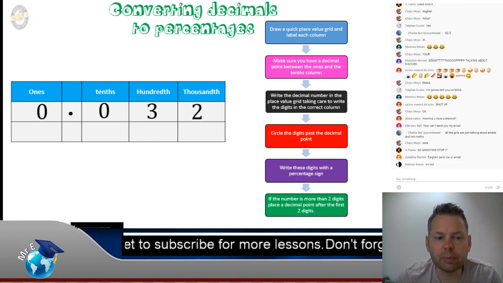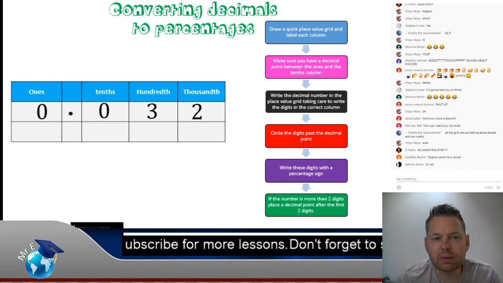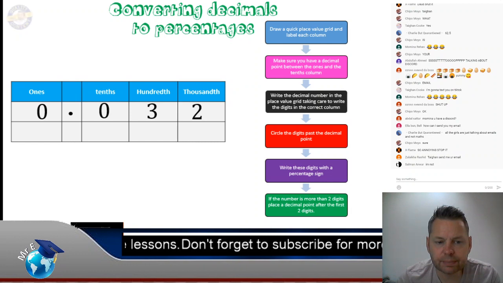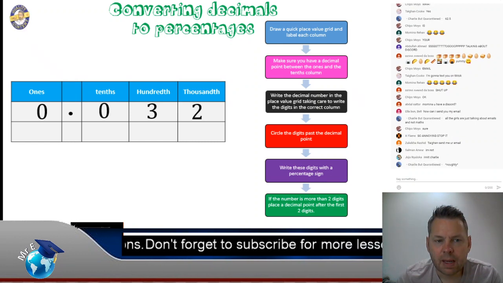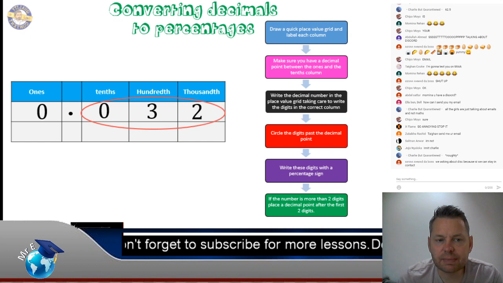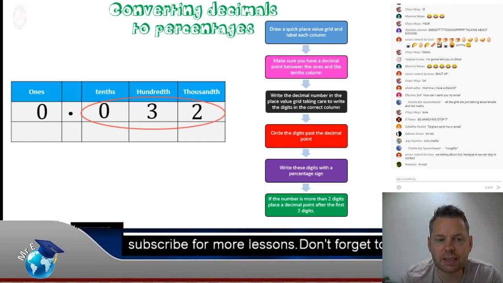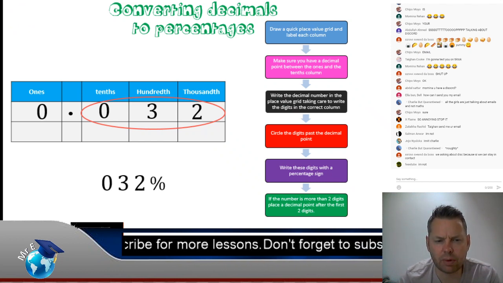So this time we've got a number which has got a 0 placeholder in the tenths column. Following the same steps, we write the number in the correct place value. And we write our digits. So we circle them and we write our 3 digits underneath. So we've got 0, 3, 2.